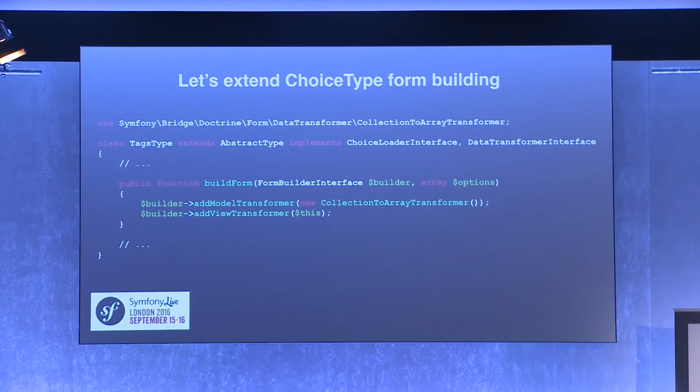So we also need a model transformer, because actually the choice type gets an array, but we pass a collection, a Doctrine collection. There is the Doctrine bridge which provides out of the box a transformer to do this. It's the collection to array transformer, so we just need to call this, and that's the view transformer, so it does the work. The view transformer will be called after the view transformer of the choice type, which is the choice to values transformer. This is why in our transformer we already receive the values and not the tags themselves, because the choice type already transforms them.